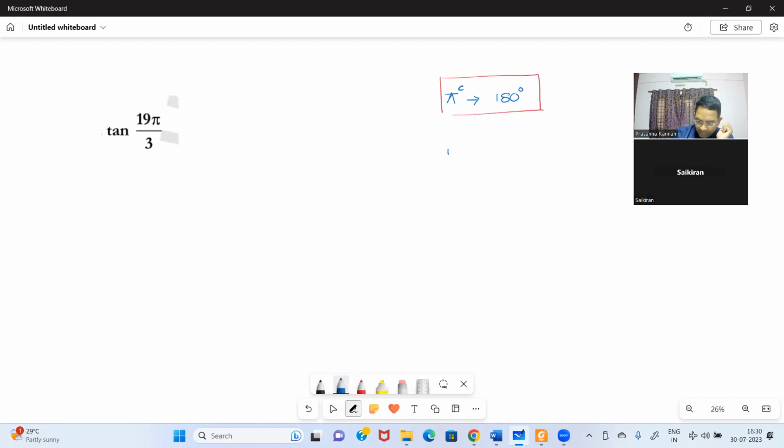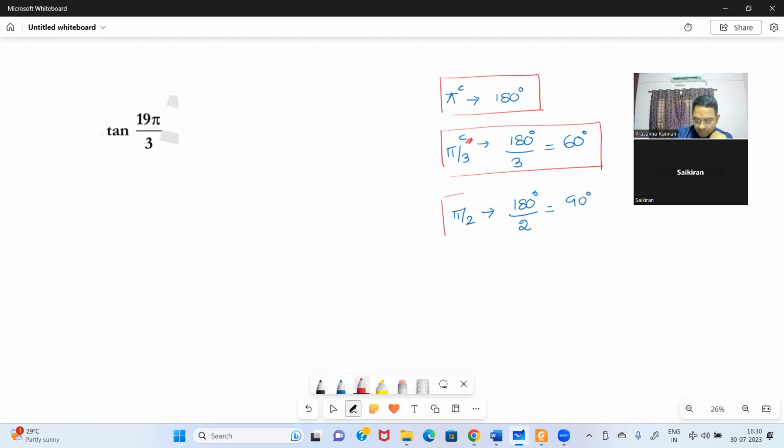Pi by 3 means it's 180 by 3. What is 180 by 3? 60 degrees. The symbol they may or may not write. They will simply write it as pi by 2. Pi by 2 means what? 180 by 2. So it is how much? 90 degrees. So whenever they say pi by 4, what is it? 180 by 4. That is nothing but 45. Clear?